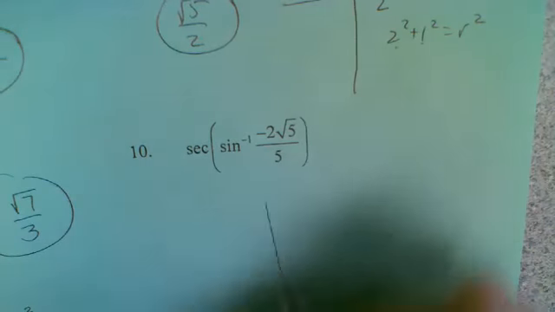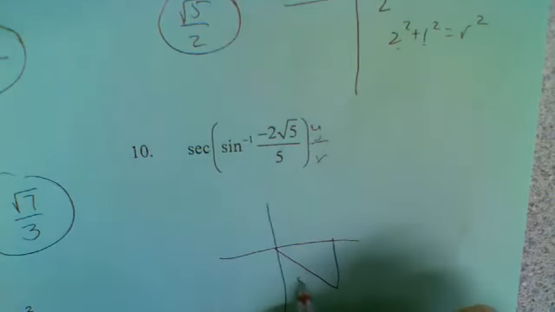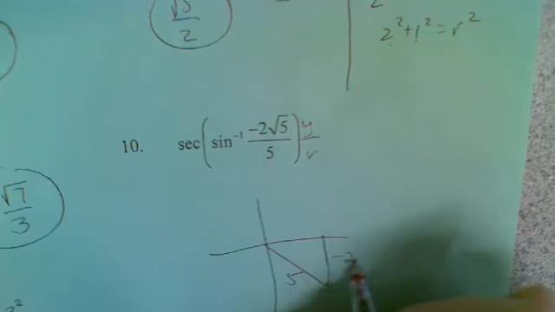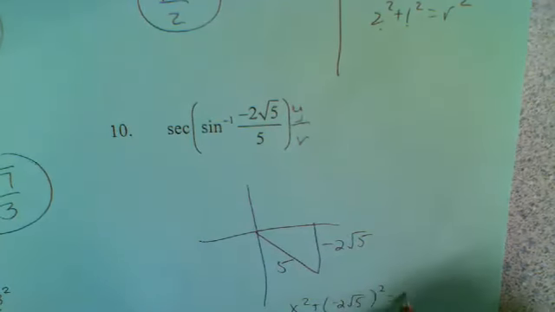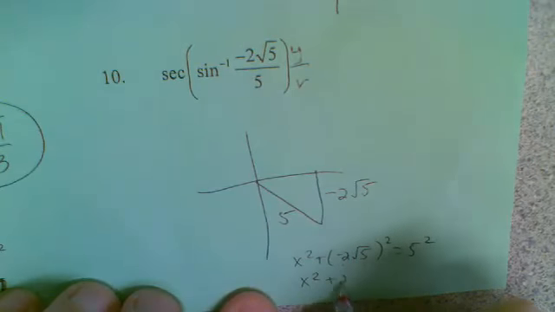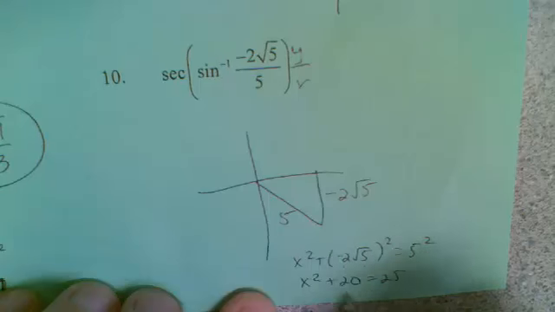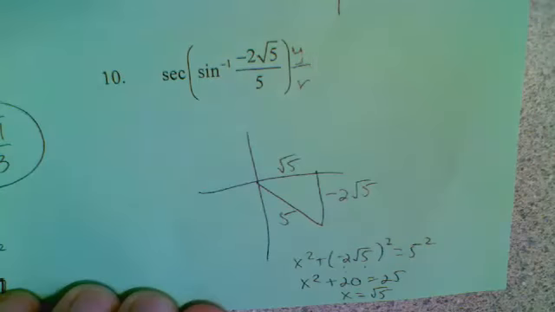And then the last one, inverse sine is negative down here. So this is y over r, so r is 5, y is negative 2 radical 5, so I have to find x. So x squared plus negative 2 radical 5 squared equals 5 squared. When you square this, you're going to get 4 times 5, so you're going to get 20. Subtract 20, x is radical 5 again, because x squared is 5, so x is square root of 5.